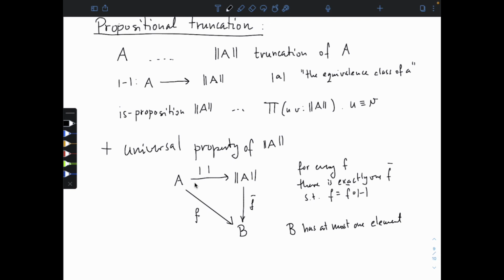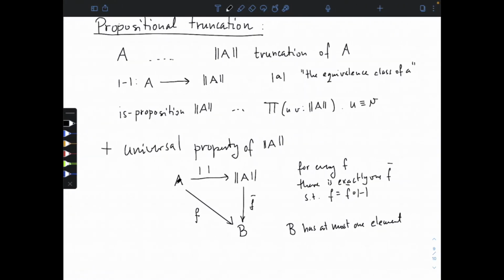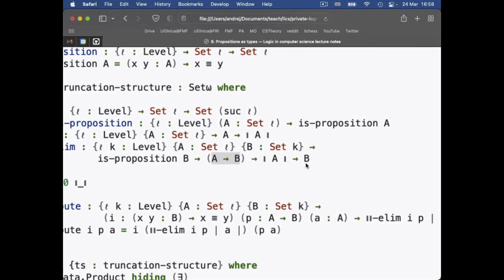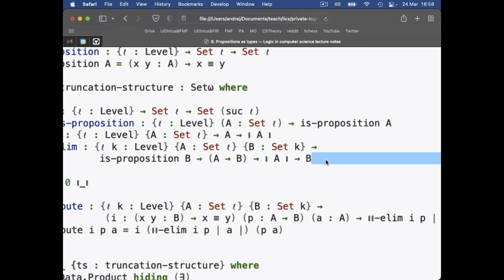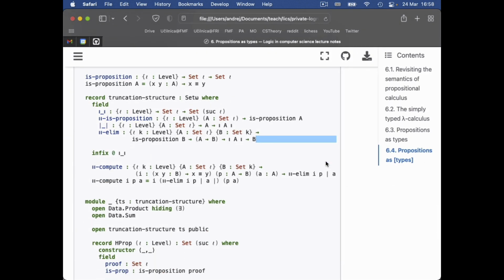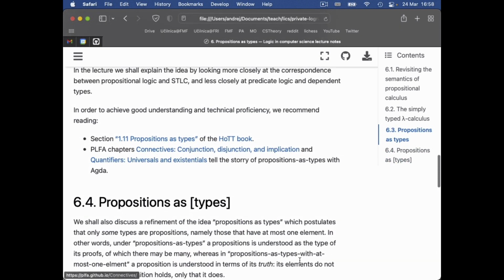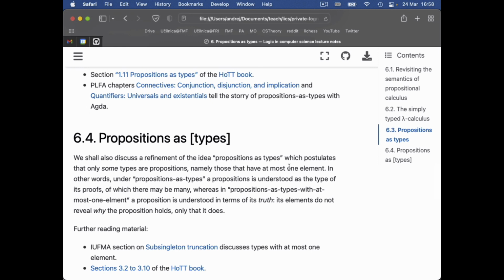So this is the universal property, and it's stated here somewhere. If B is a proposition and you have a map from A to B, then you get a map from the truncated A to B. It's exactly this. I suspect not many of you will actually need this, but I thought it was worth telling you about it, in the interest of general knowledge.